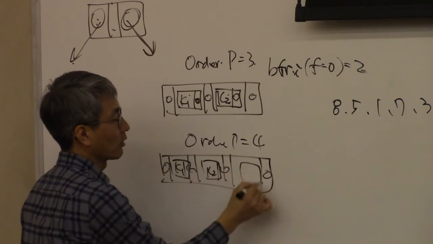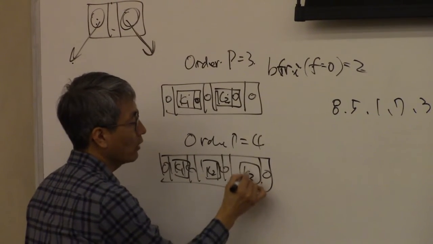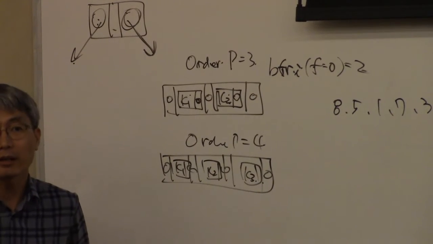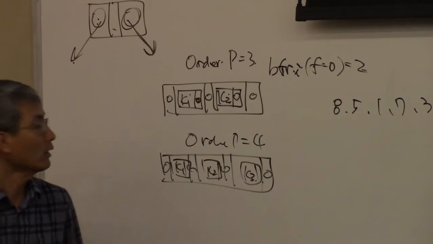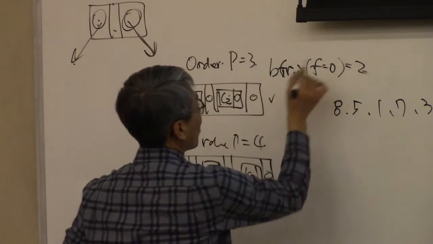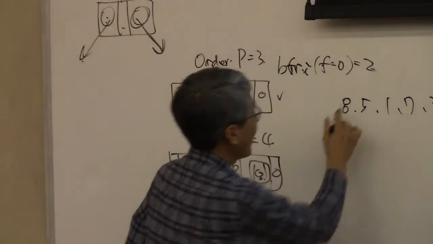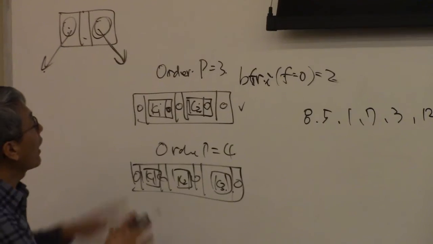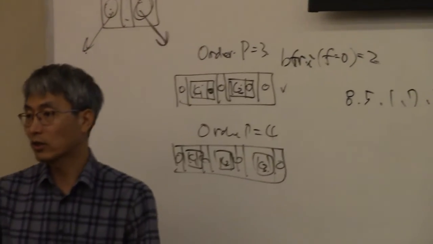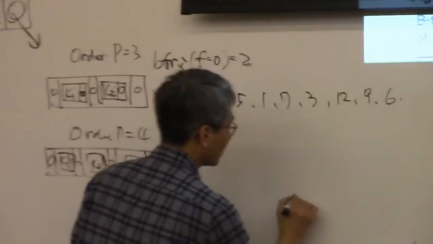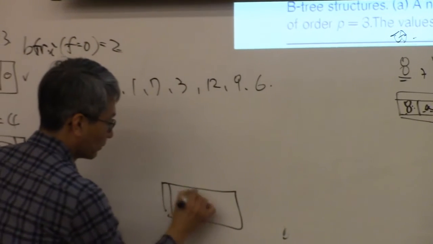So order P minus 1, so 3 of them will be inserted like that. Okay, so we are going to use this one because order P is equal to 3. So let's start to insert the 8 first. If you do not have any index node, instantiate. Create the first one.